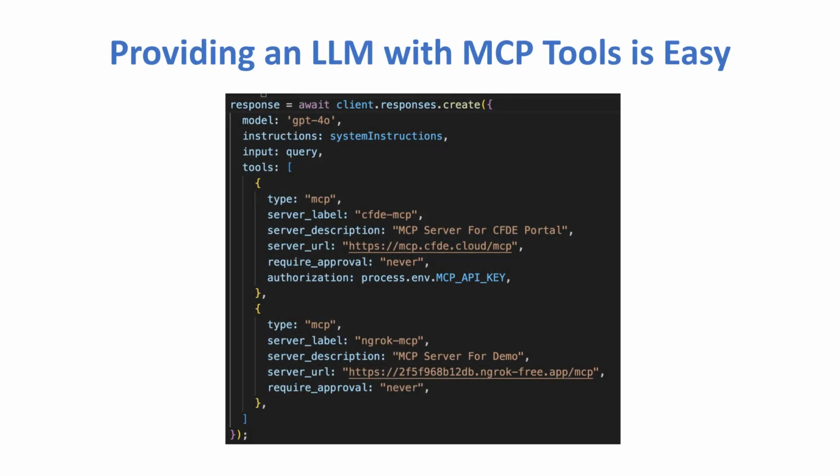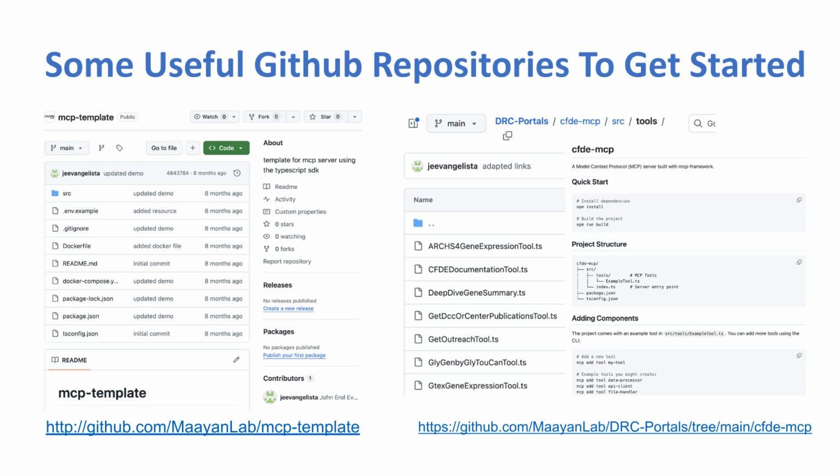Integrating these tools for an LLM is straightforward. You simply provide the server configuration, including the label, description, and URL, which allows the AI to connect seamlessly to the defined MCP services. To get started with your own implementation, we recommend exploring these GitHub repositories. They provide templates and established project structures that help you build your own MCP servers quickly.